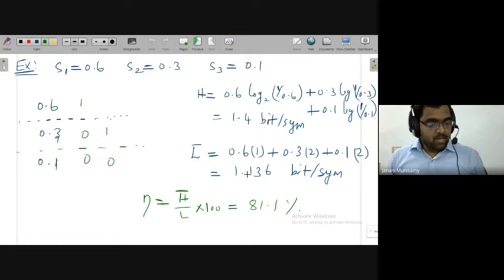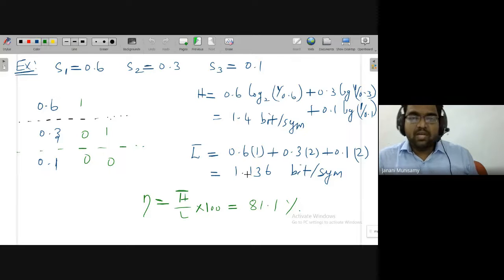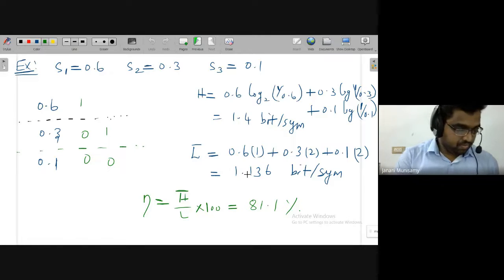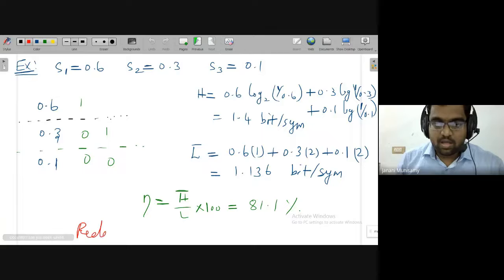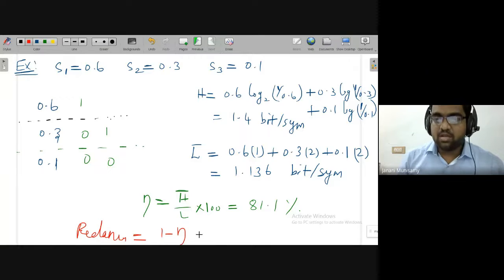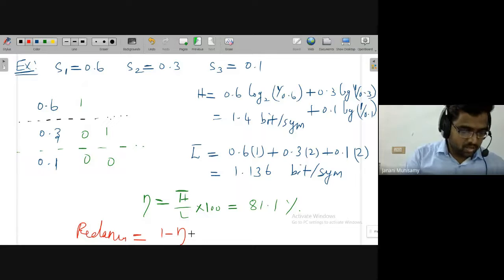Again, even if you go for Huffman coding, mostly you may get up to 85%. Still, that gap will be there. You cannot fill that gap. Sometimes they will also ask what the redundancy is. Redundancy is 1 minus efficiency. Still some kind of redundancy is present.